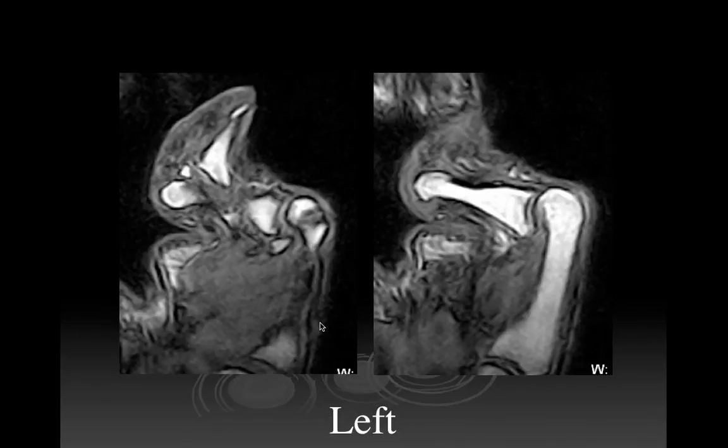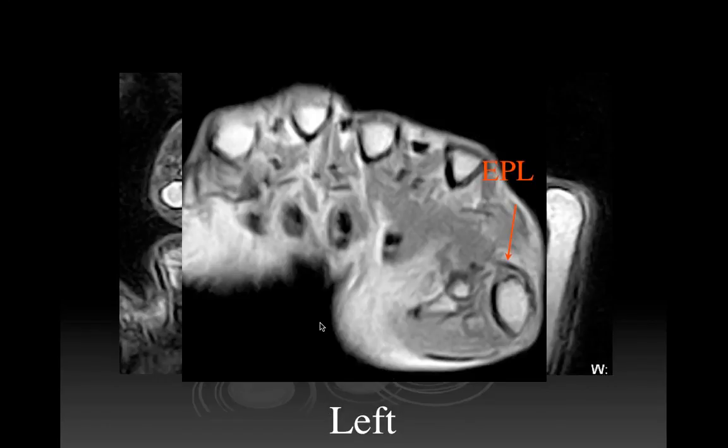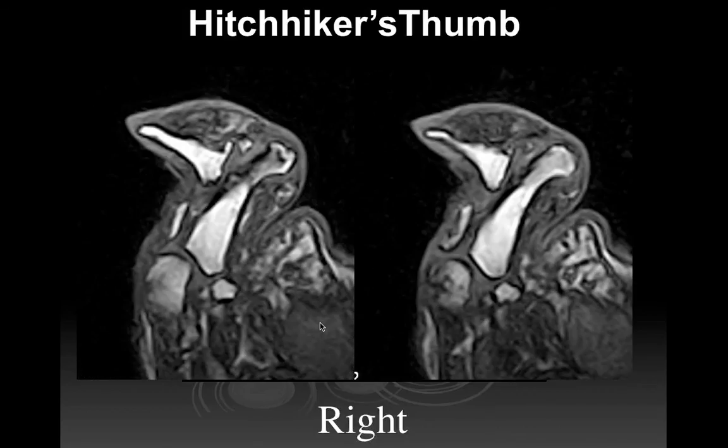And then this one, anybody know this one? Flexion of the thumb, extension of the interphalangeal joint. Again, we can see displacement. And that's a hitchhiker's thumb.